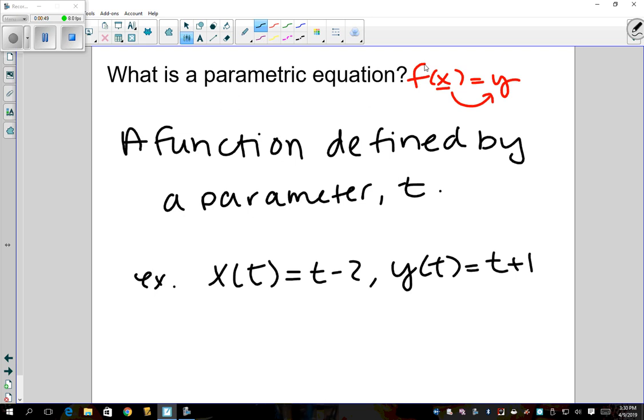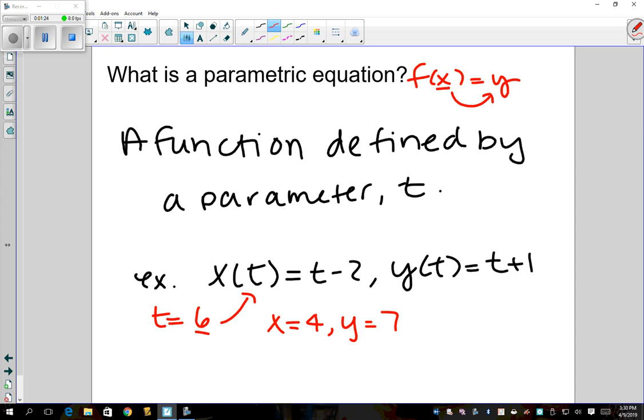Here's just a basic example of a possible parametric equation. So x of t equals t minus 2, and y of t equals t plus 1. Let's say I wanted t to equal 6. So I would plug in 6 for my t's. My x value would be 6 minus 2, which is 4, and my y value would be 6 plus 1, which is 7. And so we're still getting that x and y plane.